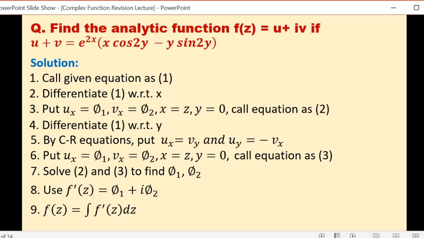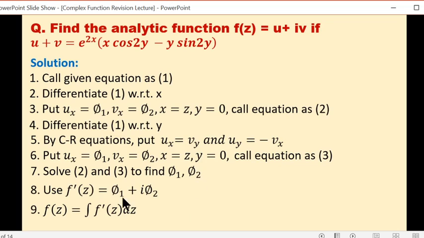Next we differentiate 1 with respect to y. Then we use the Cauchy-Riemann equations. When you differentiate, you get uy and vy, so we use the Cauchy-Riemann equations to get ux and vx. Then we make the substitution ux equal to phi 1, vx equal to phi 2, x equal to z, y equal to 0, and what we get after substitution we call equation 3. Then we solve equations 2 and 3 to find phi 1 and phi 2.